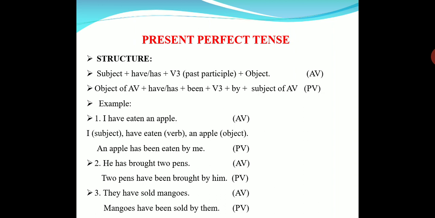Next, what is the be form we have to add? Been. For all perfect tense sentences we have to add been. Next, V3 form of the verb, that is past participle form of the verb, we should write, and then we have to add by, and then subject of the active voice becomes object of the passive voice. Okay, let us see some examples.